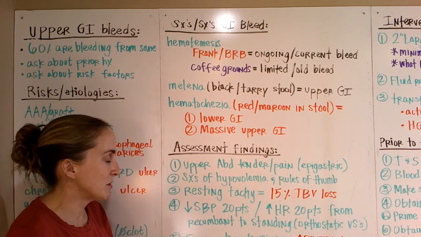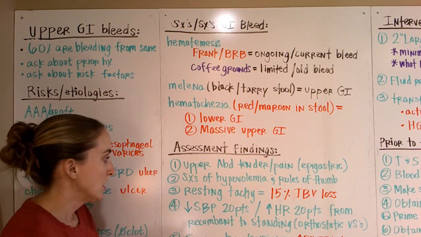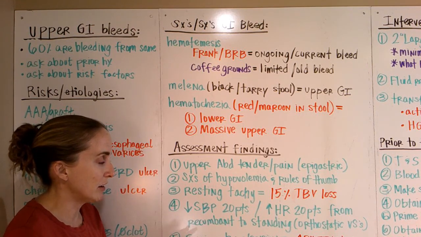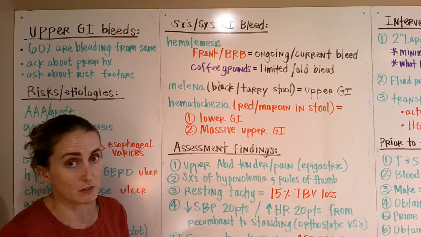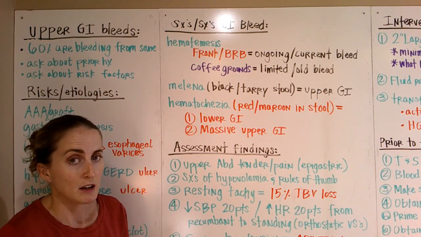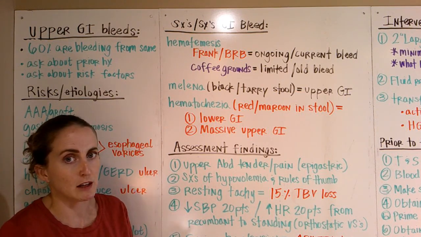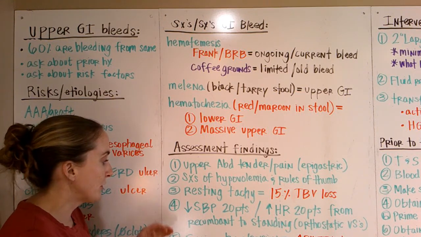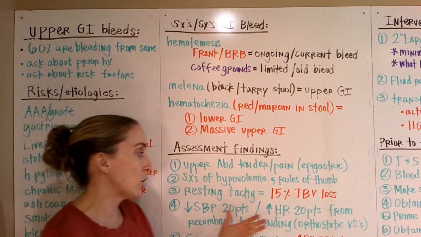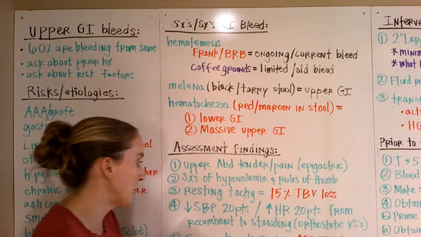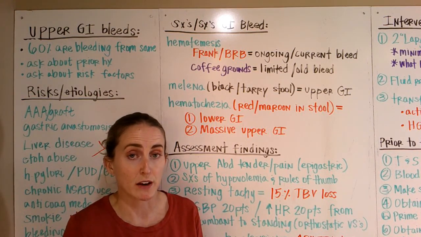They'll have signs and symptoms of hypovolemia, and these are some of the rules of thumb that we'll deal with. If you have resting tachycardia, a general rule of thumb is that they've lost up to 15% of their total blood volume. Resting tachycardia means they're just sitting there, not doing anything, and they're tachycardic. Also, if their systolic blood pressure goes down 20 points and/or their heart rate goes up 20 points from recumbent to a standing position, otherwise known as orthostatic vital signs.